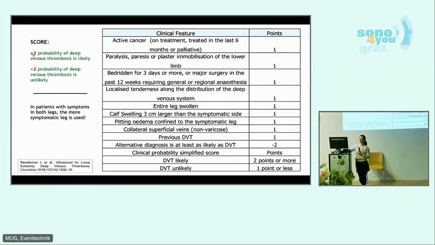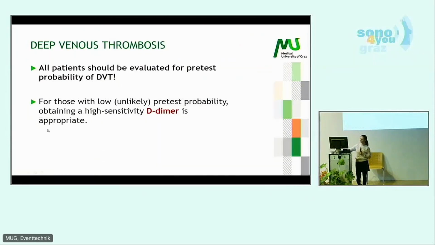So a score of more than 2 or the same as 2 indicates that the probability of deep venous thrombosis is really likely. And when it is lower than 2, deep venous thrombosis in this patient is really unlikely. When we still have a patient with this swollen leg, due to the patient's condition, I'm going to order some laboratory tests.